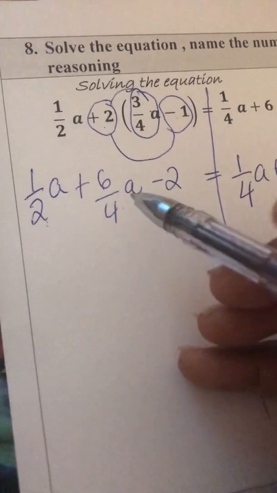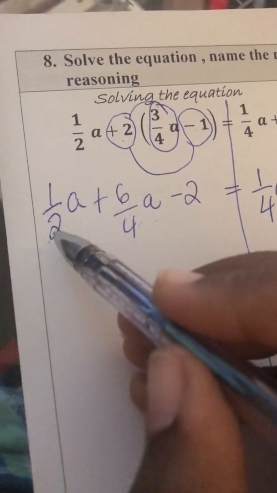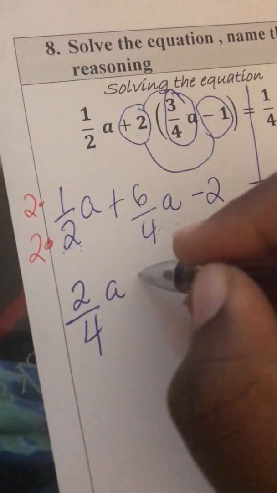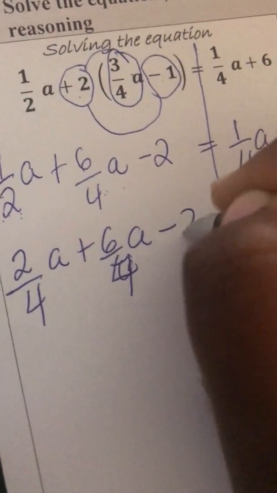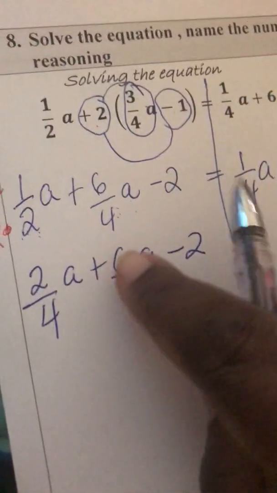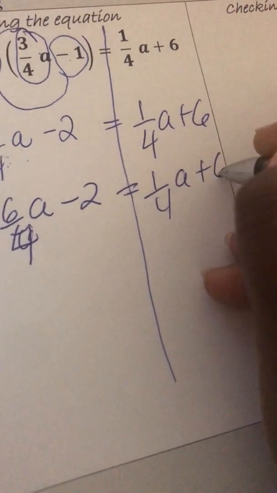Can I add this? No. Why? Because my denominators are not the same. Make this denominator the same. How will I do that? I will multiply my denominator by 2 and my numerator by 2. So my new fraction is 2 over 4a plus 6 over 4a minus 2. Remember this from grade 7 and grade 6, is equal to a quarter a plus 6.